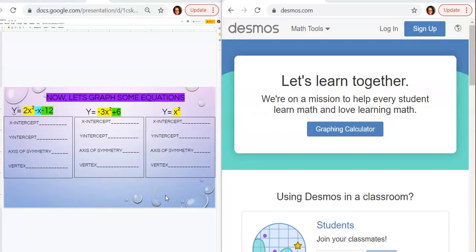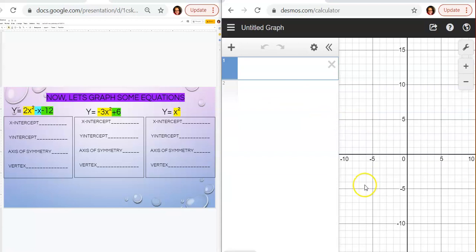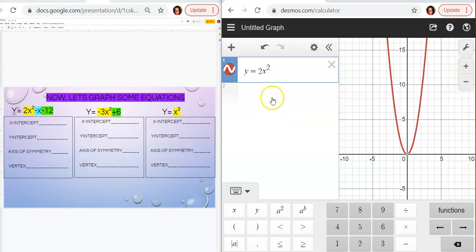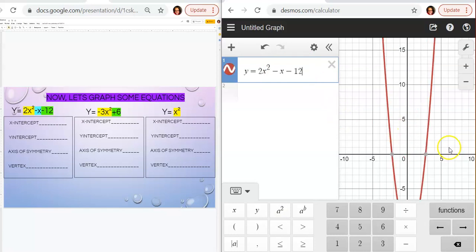All right, so now we're going to go to desmos.com so that we can plug each one of these equations into Desmos and get some information from using Desmos. We're going to click on where it says Graphing Calculator, and it takes us to a page that looks like this. We're first going to plug in our first equation, and it is going to be y equals 2, sorry, that should be 2x. If you come down below, there's a little keypad where you can find some of your math symbols just in case you don't know how to find them on a calculator. So 2x squared minus x minus 12 is the first equation that we're going to put into Desmos.